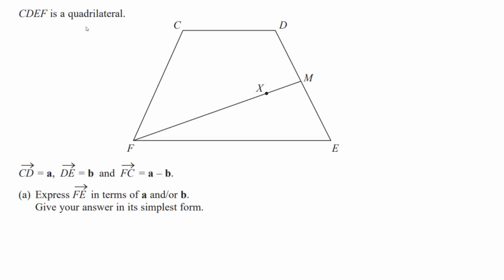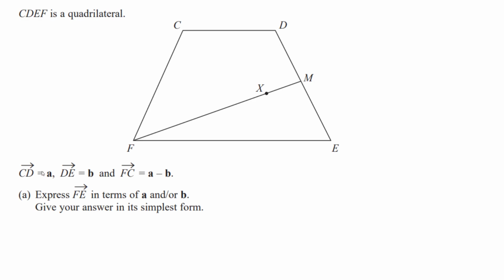Okay, CDEF is a quadrilateral. And just this, you can read through that. Express FE in terms of A and B. Well, we can go this way and then this way. But we can't do that yet because we don't know any information about X.